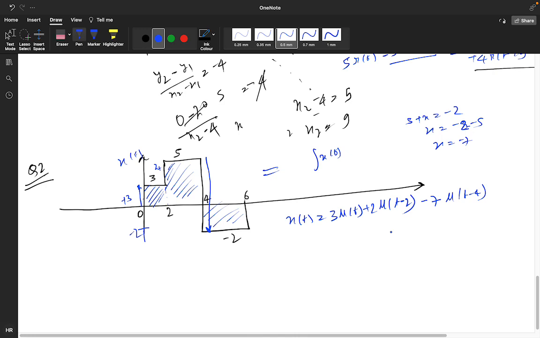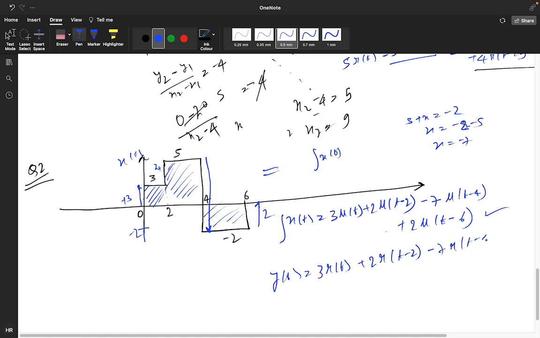Now again an increment is there. How much increment? 2 increment. So plus 2 u of t minus 6. So this is your graph equation. Now if you integrate this, what will you get? y of t is equal to 3 r of t plus 2 r of t minus 2 minus 7 r of t minus 4 plus 2 r of t minus 6.